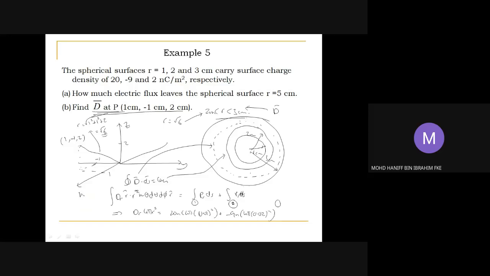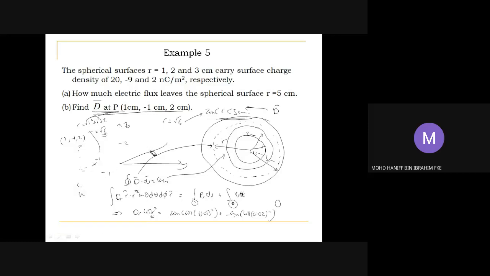Okay, I forgot to mention to you just now that this will be our area. R is a variable, which can be any value between 2 and 3 centimeters. R is the radius of your Gaussian surface, and the value of R can be between 2 and 3 centimeters. So that's why this R here is related to this R. It's the same thing. Okay, so we can proceed further.